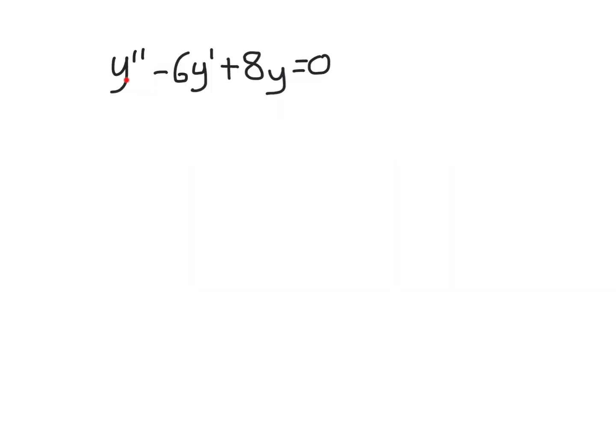So we're going to solve this differential equation here. It's second order because of the double derivative here, and it also has constant coefficients. Now what we do first is solve the auxiliary equation. It's going to be the quadratic r squared plus something times r plus something equals 0. The numbers that go here are the coefficients 1, negative 6, and 8. So we're going to start by solving this quadratic here.